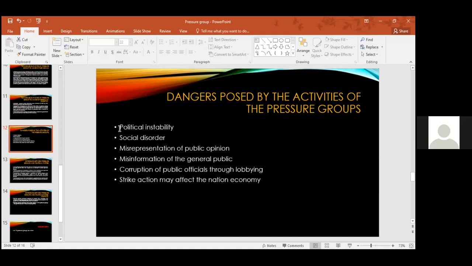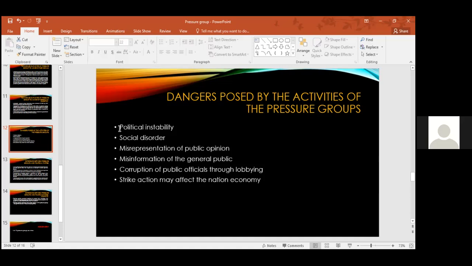Then we have the third one, misrepresentation of public opinion. Now, what are we trying to say? The pressure group is a representation of a large number of people. So, for example, the Nigerian Medical Association, they're in charge of representing the medical practitioners. But there are certain times in which the leaders of this pressure group go to the government with their own personal objective, not the objectives of the pressure group itself.